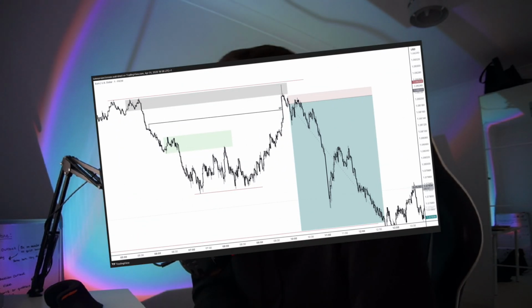Right, so chaps, today I'm going to be breaking down exactly how I caught this 117R trade on EURUSD. I'm going to be breaking down exactly what I did, step by step, in order for you guys to catch positions like this.